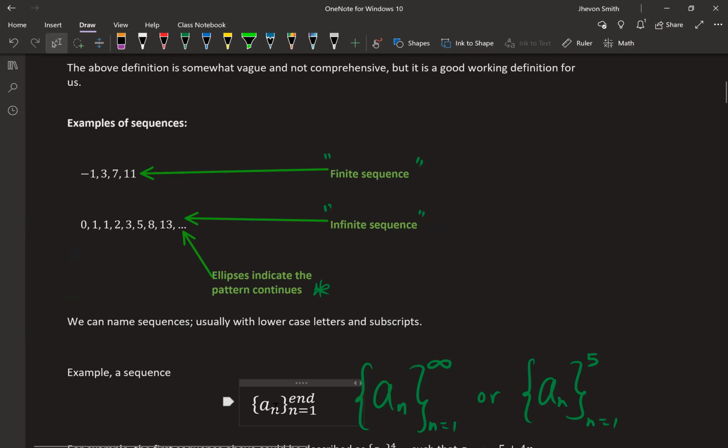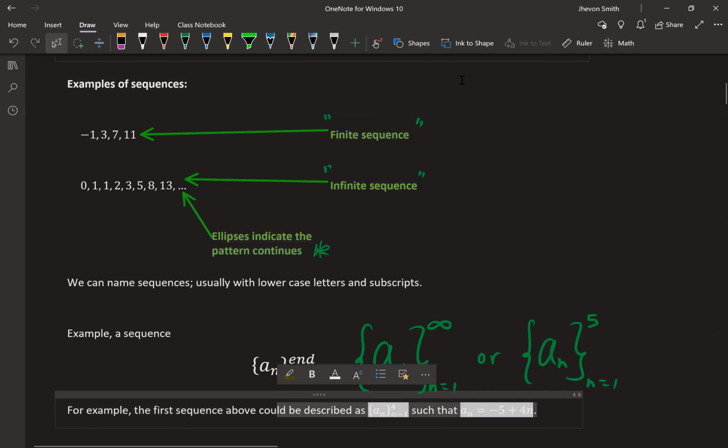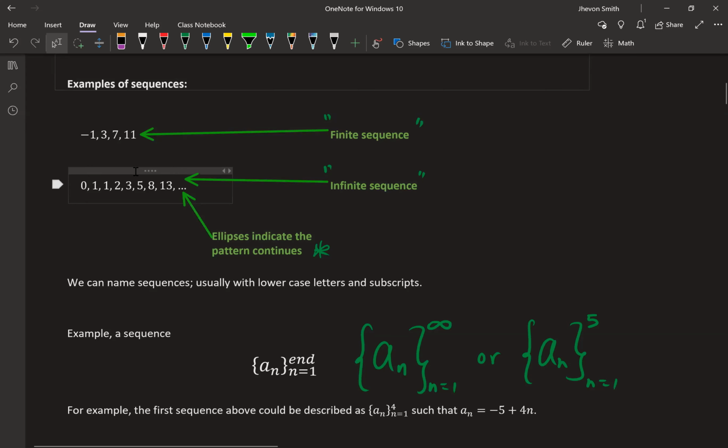Sometimes the a_n can describe what the list is doing, and this is particularly the kind of sequence we care about. It's a sequence that can be described by some sort of formula. For example, in the first example, -1, 3, 7, 11, that is a sequence that has length 4, so I can describe it as a sub n, where n starts from 1, goes up to 4, and each a_n is given by this formula.